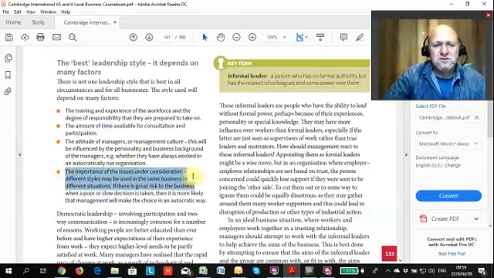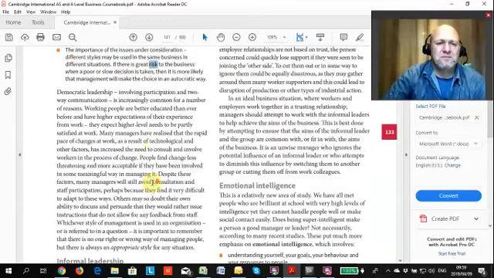The importance of the issue under consideration would determine whether the styles are used in the same business in different situations. So it would be dependent on the risk. There we go, very clearly risk.